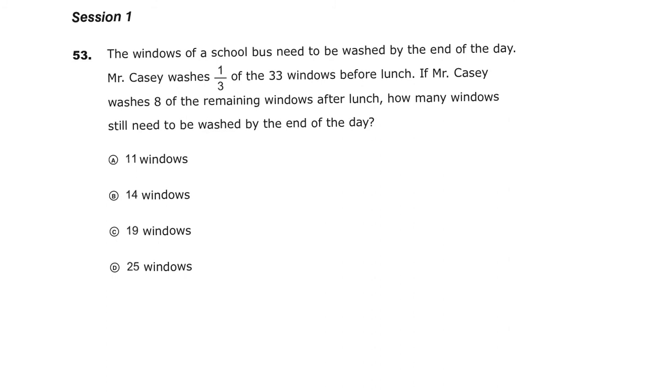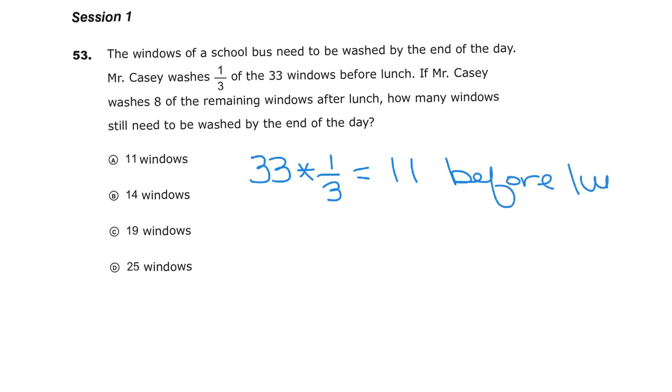Where to start? So I divided 33 by 3 and got 11. So 33 times 1/3 is 11. So what is that 11? That's the 1/3 of the 33 windows, so those were done before lunch. So if he washed 11 windows before lunch, how many does he have to do after lunch? 33 minus the 11 he's already done is 22 for after lunch.